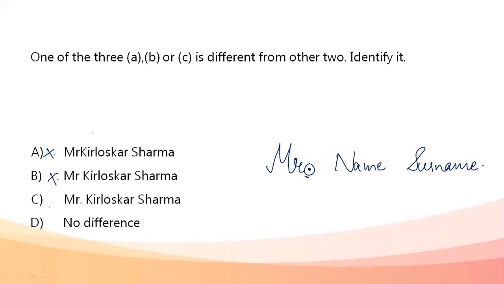If I look at the third one, option C, it's Mr. Okay, Mr. is perfect. Then there's a dot also. Space also mentioned. Name also given, Kirloskar. Space also given. Sharma. Okay, correct. C is the only one following the format. And no difference cannot be my answer because there is obviously a difference between all three of them. All three of them are not the same. My answer becomes option C.